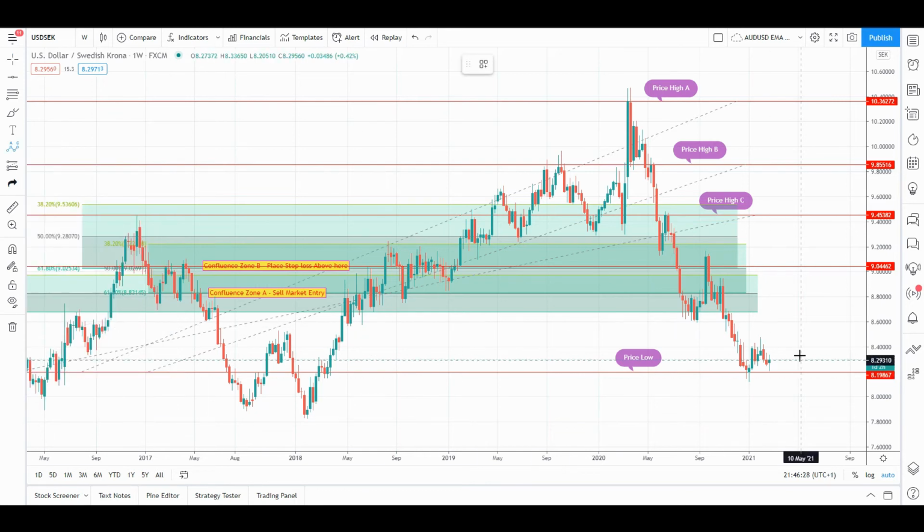So it's going to find incredibly strong resistance a little bit lower down at confluence zone A, right there. So the market is expected to retrace up to that level and then bounce back down, right, past the previous low, and this will be your profit level areas, right?